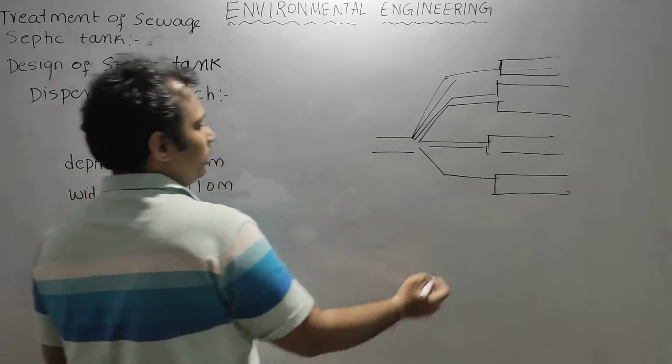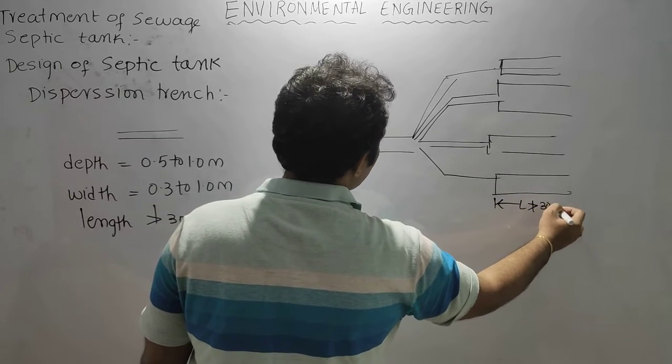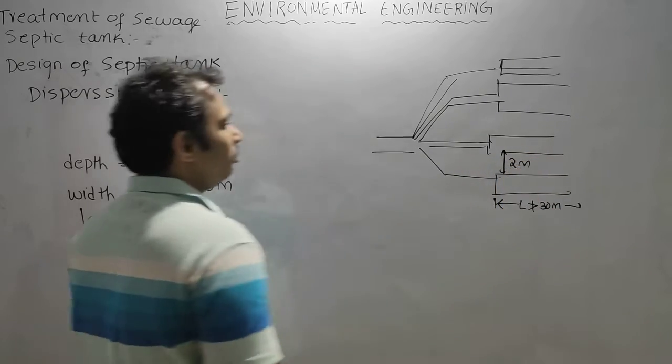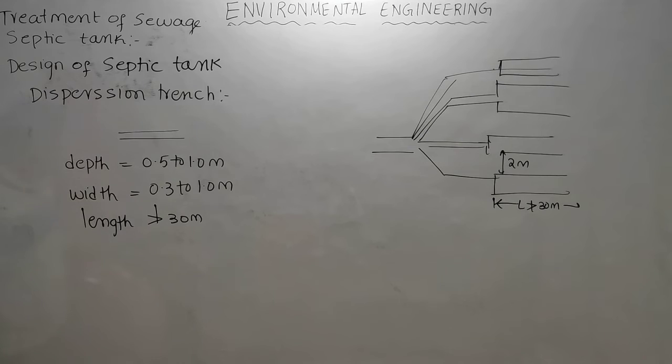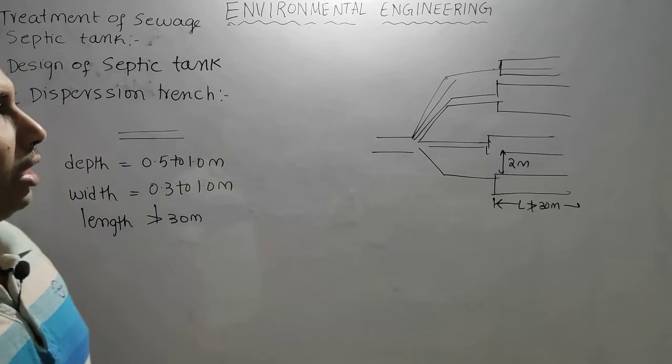But this length should not be greater than 30 meters, and we will keep at least a minimum spacing of 2 meters between two dispersion trenches. We need to keep at least a difference of 2 meters between the dispersion trenches. So likewise, generally we dispose of the effluent coming out of the septic tank.